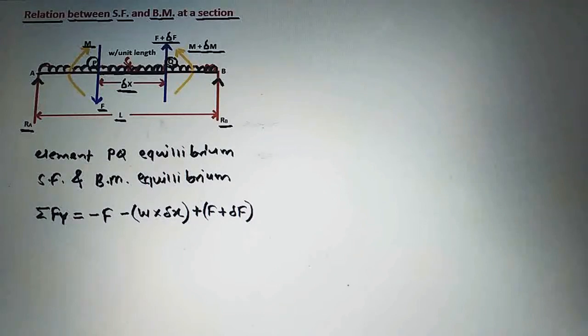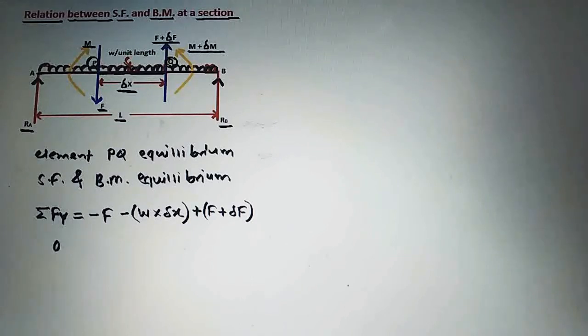The force F plus delta F is taken as positive. Why? Because it is acting in the upward direction. So these are the forces which are acting in between section P and Q. Now we are applying the condition of equilibrium here.